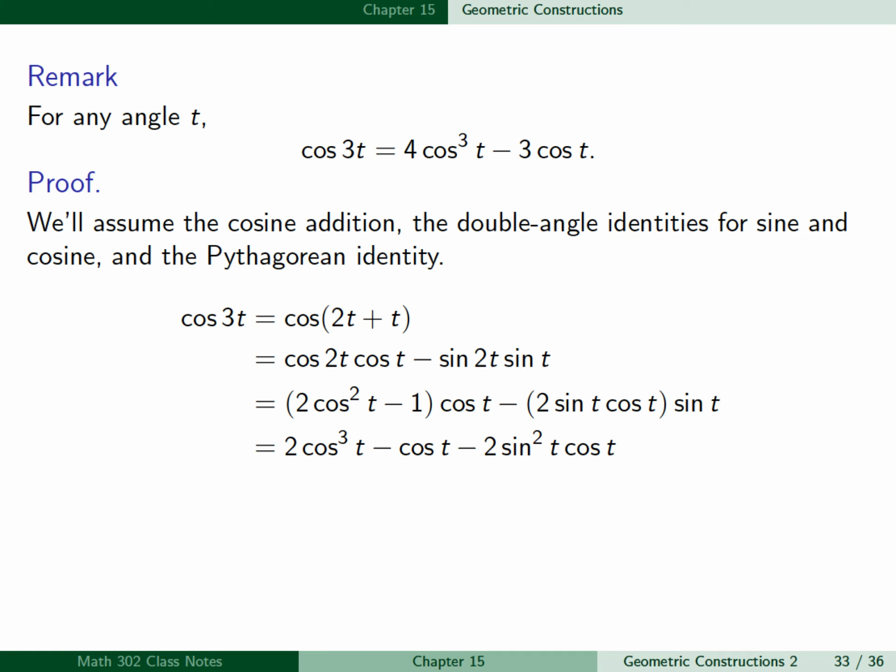And multiplying this out, this will be 2 cosine cubed t minus cosine t minus 2 sine squared t cosine t. And then finally, using the Pythagorean identity for sine squared, this will be 2 cosine cubed t minus cosine t minus 2 times the quantity 1 minus cosine squared t, times cosine t. And then multiplying out terms and collecting like terms, we obtain the identity. This is 4 cosine cubed t minus 3 cosine t.